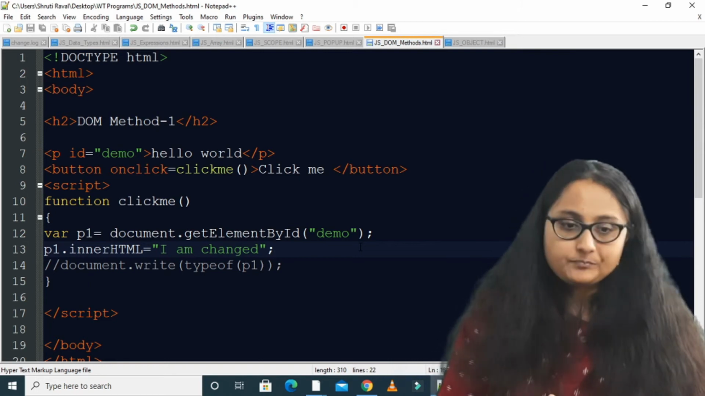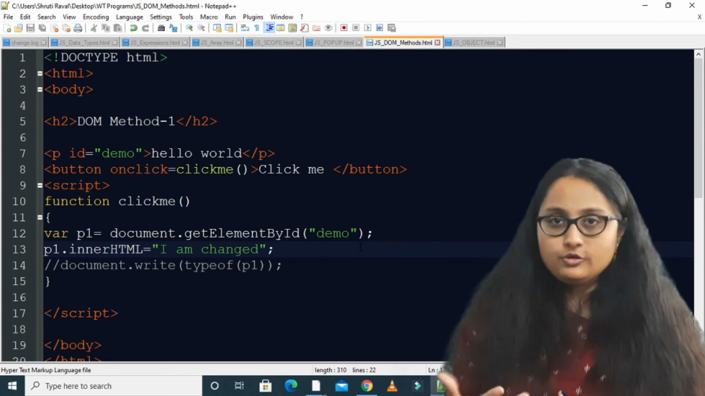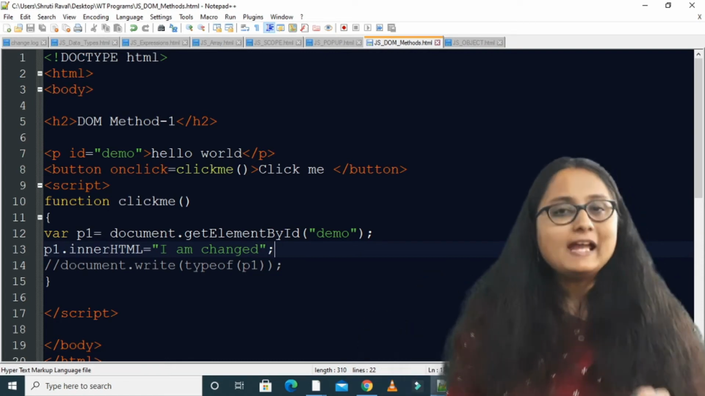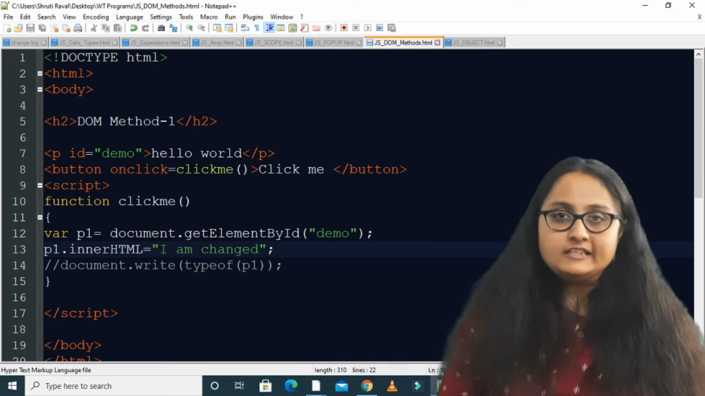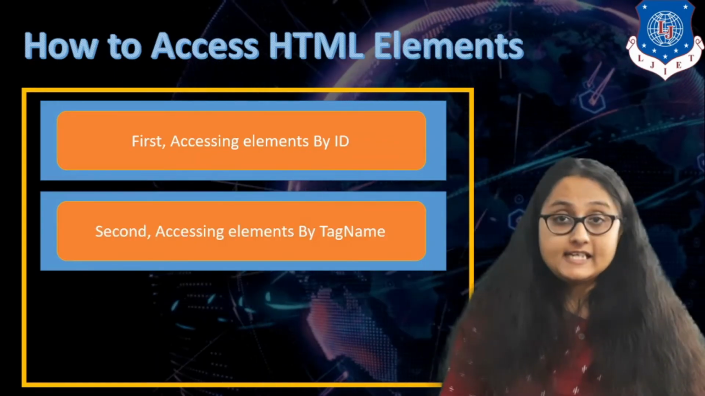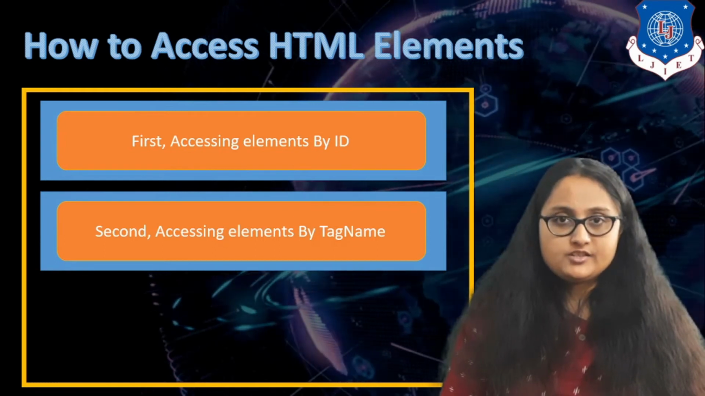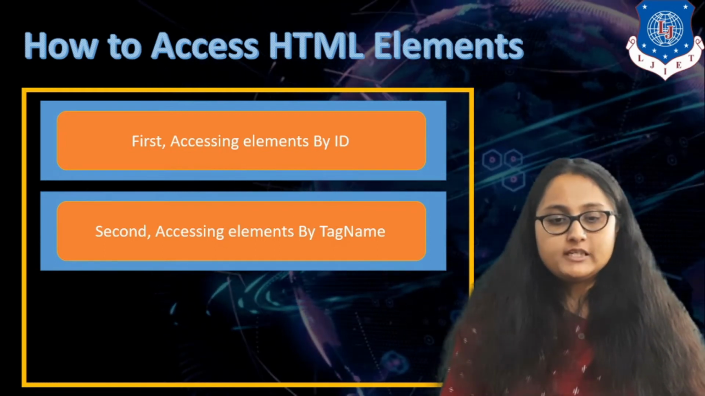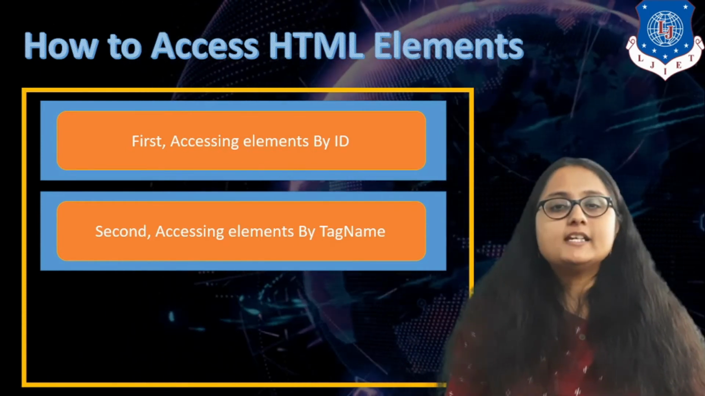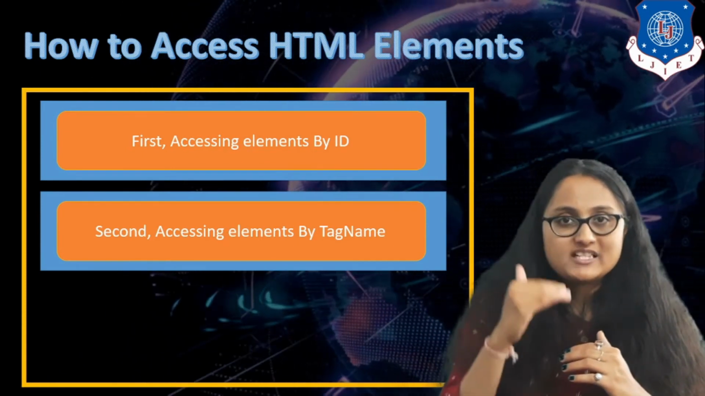So this is how I can dynamically access an HTML element using the DOM in JavaScript and change the content, right? So two things you have learned new: the method document.getElementById and the property innerHTML. The second method for accessing HTML elements using the document object model is, the first method was by ID attribute, the second is by the element's tag name.